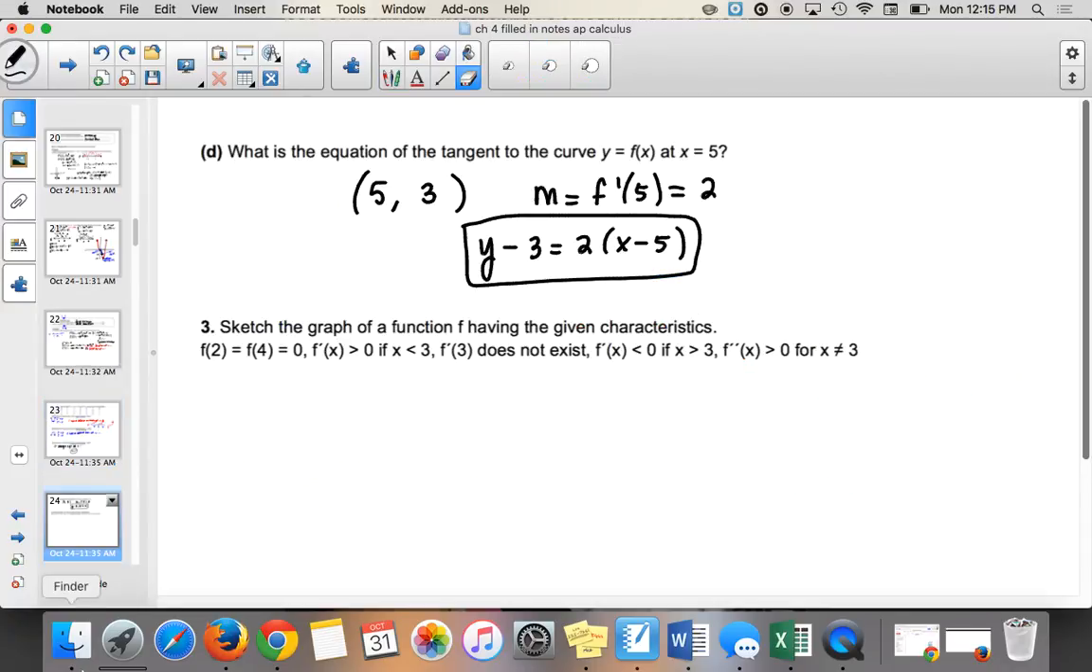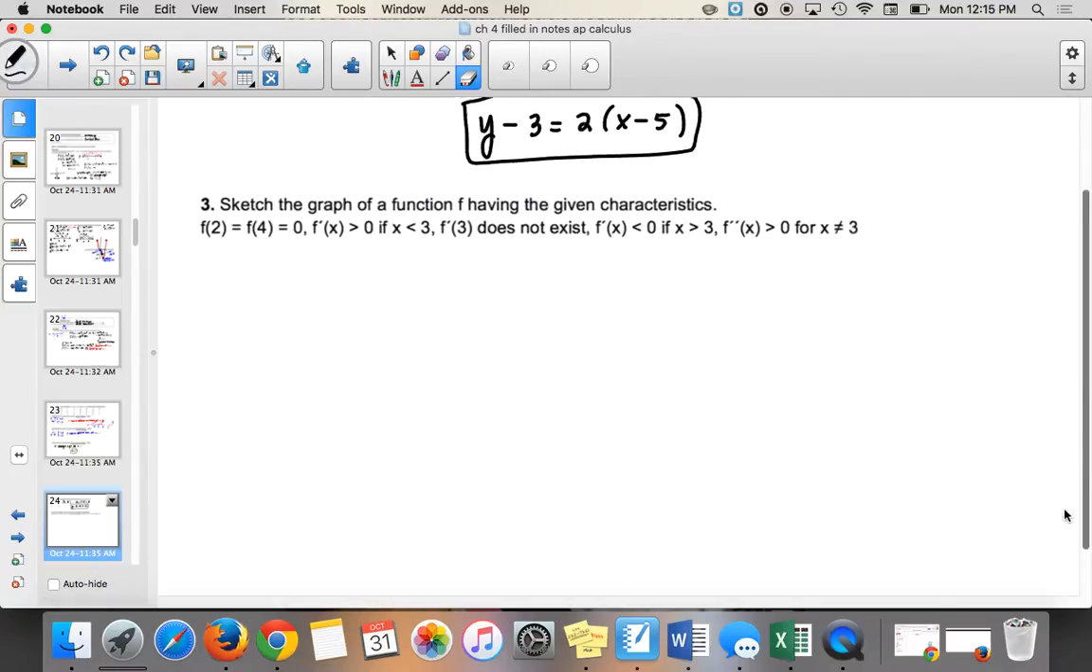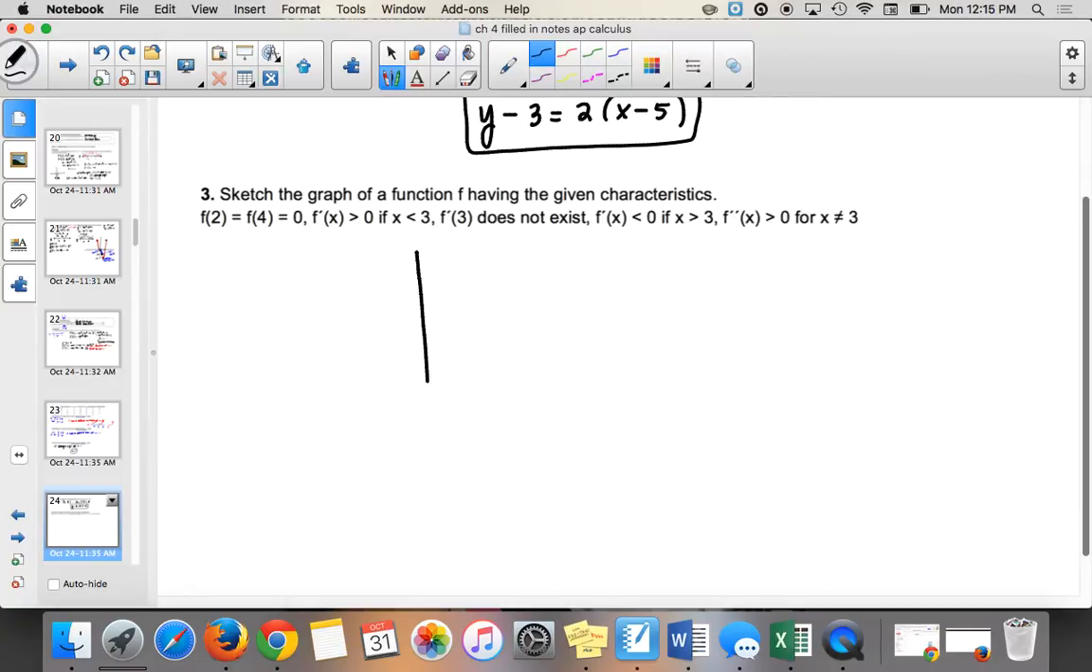All right, and then sketch a graph of the function f having the given characteristics. So it gives me a couple points. It says that I have the point (2, 0) and I have the point (4, 0). Do you guys see that? f of 2 is equal to 0 and f of 4 is equal to 0. So those are my x-intercepts.